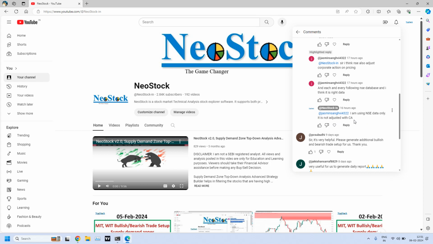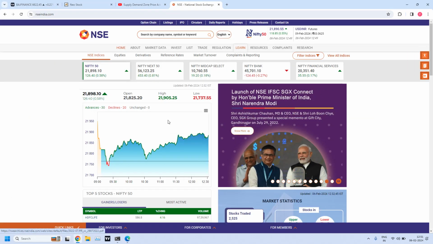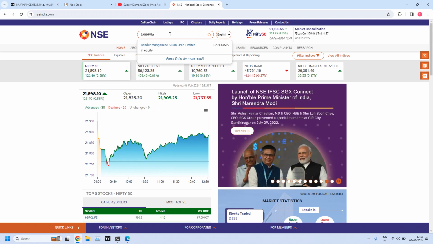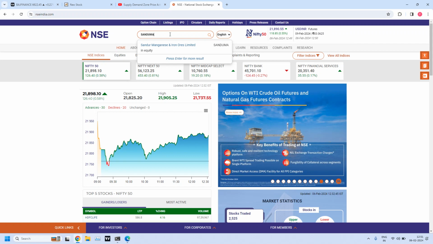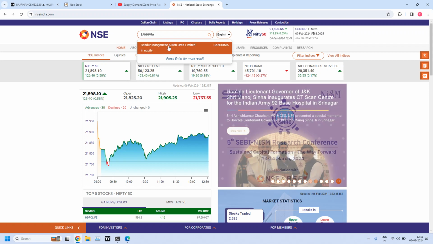Take a stock that is recently having some corporate action and see the data. Especially, I have selected a stock that is having a huge difference in the data so that you will get clarity. Now let me go to the NSE website. In the NSE website, I am selecting a stock. This is Sandur Manganese and Iron Ores Limited. Recently they have given a corporate action.